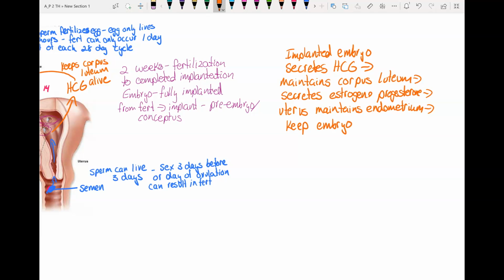And it is at this time now that the woman will notice a missed period. And that's when she could have her first clue that she's pregnant. And remember, this is 2 weeks after fertilization occurred. So until you hit that 2 weeks after fertilization, there's no way to know if you're pregnant or not. You have to wait that 2 weeks.